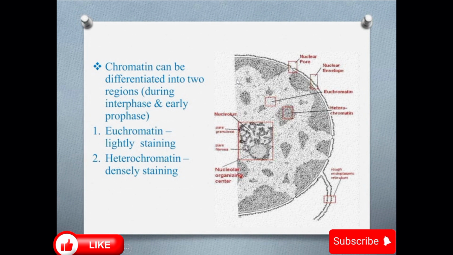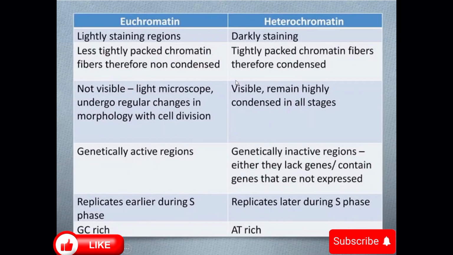Chromatin can be differentiated into two regions during interphase and early prophase of cell division: euchromatin, which is lightly staining, and heterochromatin, which is densely staining. Euchromatin is a lightly staining region while heterochromatin is darkly staining. Euchromatin has less tightly packed chromatin fibers and is therefore non-condensed, while heterochromatin is present in condensed form. Euchromatin is not visible, and heterochromatin is visible. Genetically active regions are euchromatin, and inactive regions are heterochromatin. Euchromatin replicates during S phase of cell division, and heterochromatin replicates later during S phase. Guanine-cytosine rich bases are present in euchromatin, while adenine-thymine rich nitrogenous bases are present in heterochromatin.